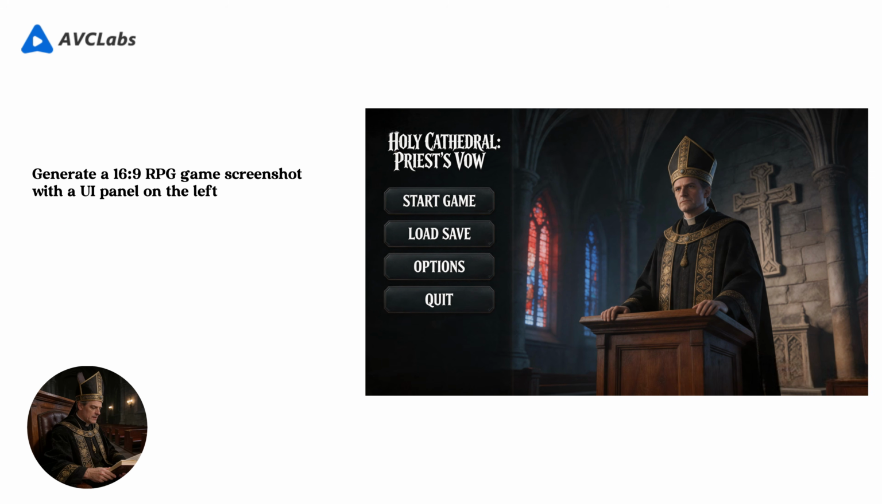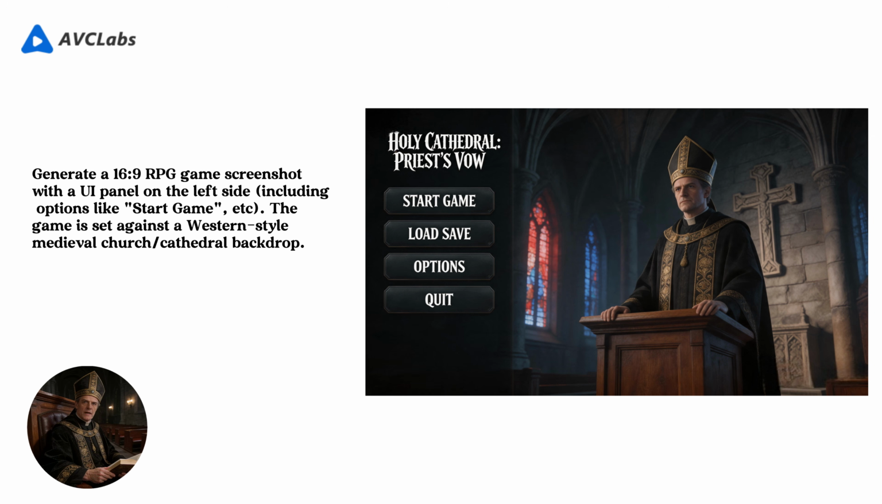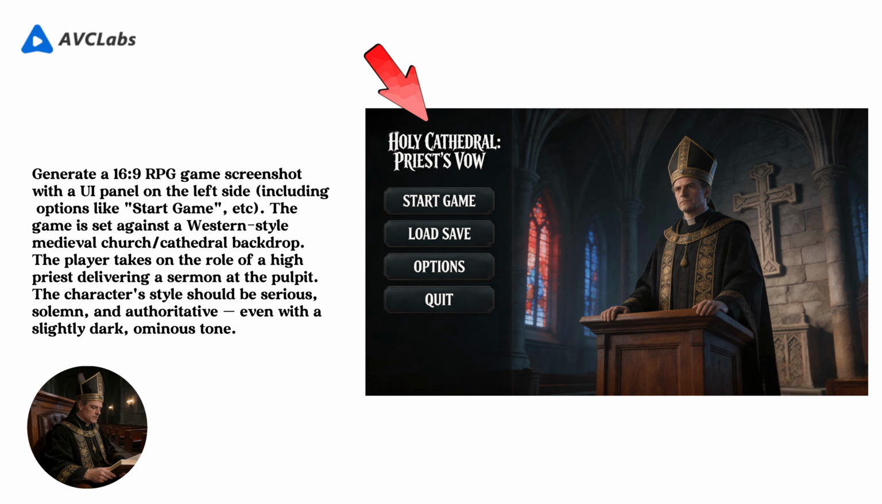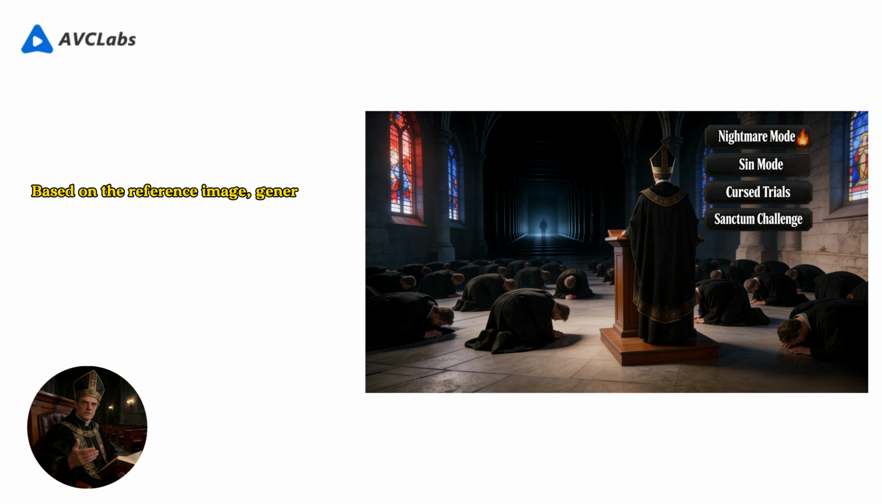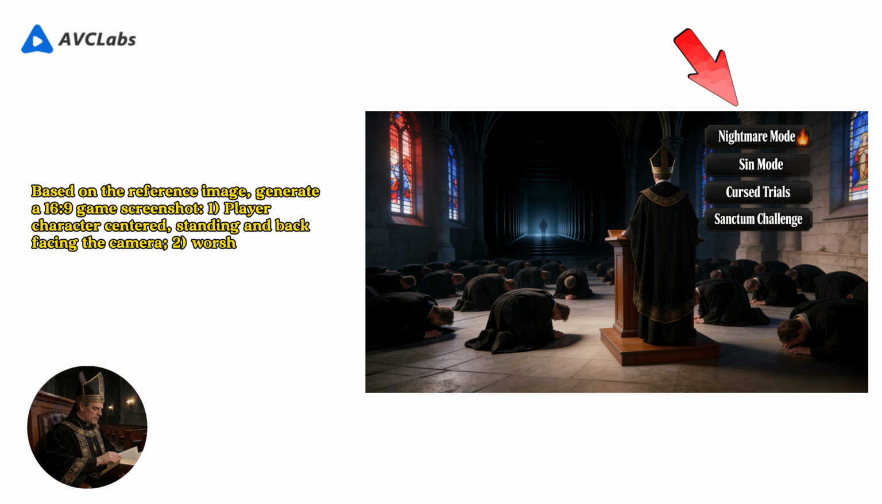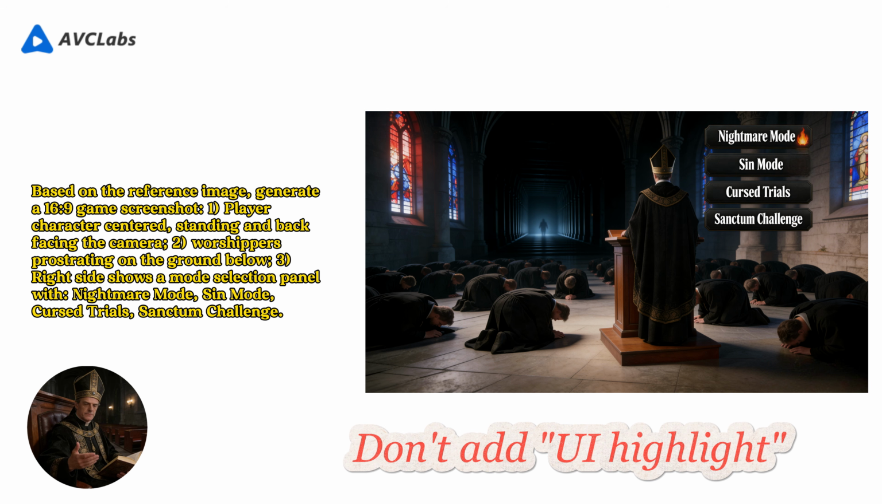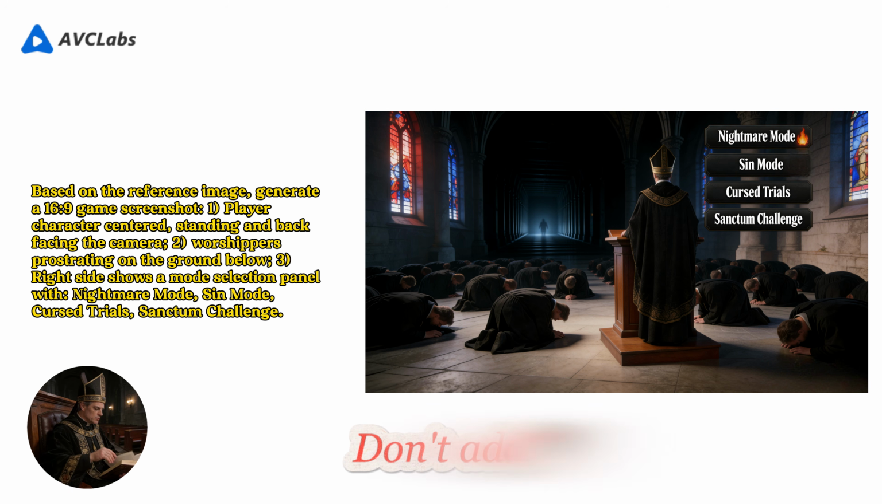When creating the first UI screen, there's a useful tip. We should place the character on the right side and the UI interface on the left. So next we generate another version where the UI is on the right side. One important thing here is to clearly describe the character's pose in the prompt, such as standing or other specific actions. It's best not to include UI highlights in the prompt. Otherwise, it may be difficult to remove them later when generating the video.